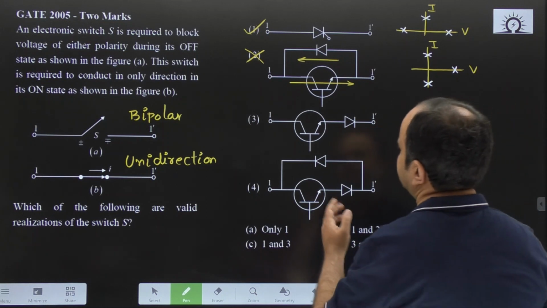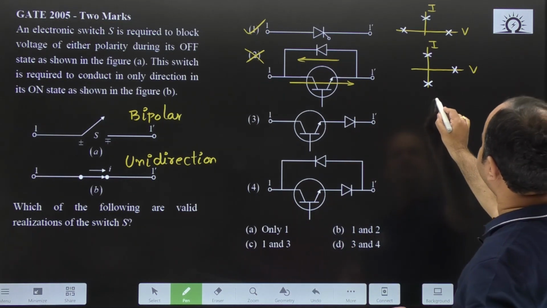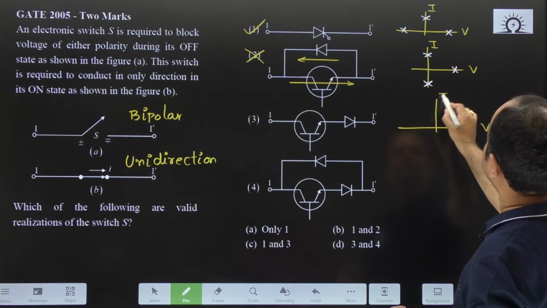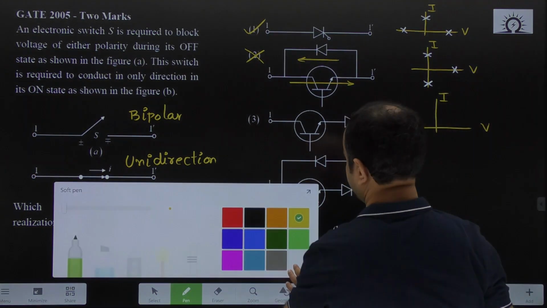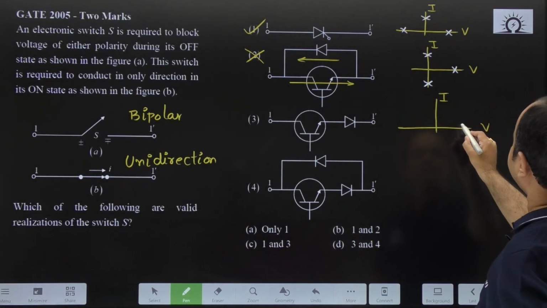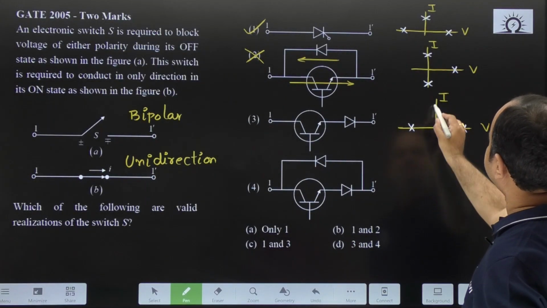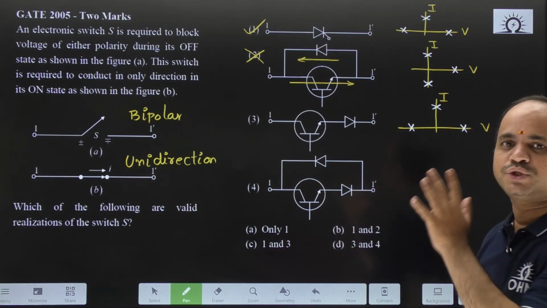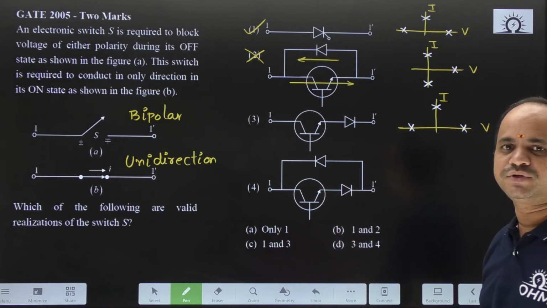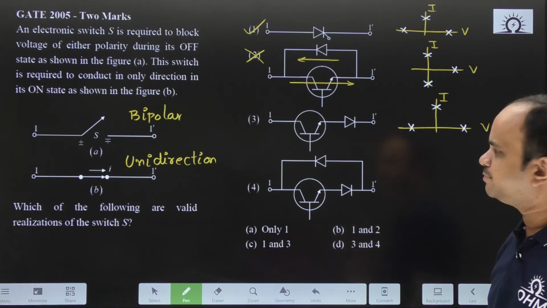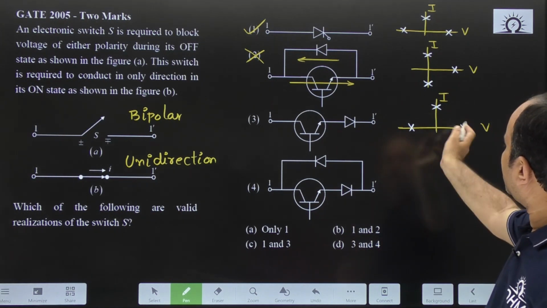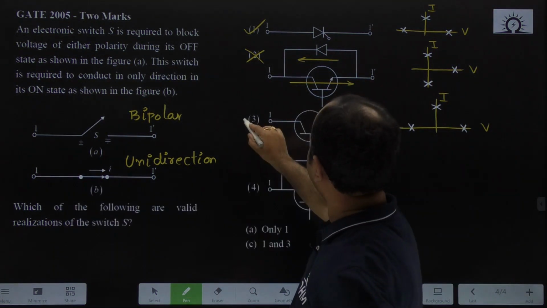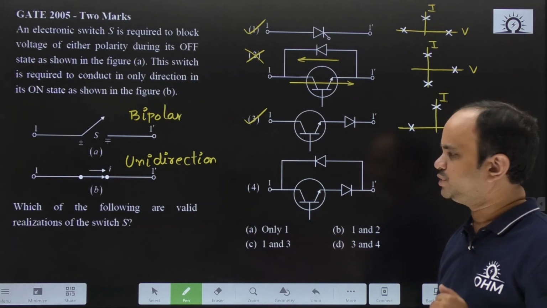Coming to this transistor in series with a diode, this one we discussed in the previous problem also. By this time you might understand there are several questions in the previous GATE papers only on this switch classification. Okay, switch classification is very, very important for the GATE exam. Now, this is a bipolar and unidirectional switch. So, we can select this as also one option.